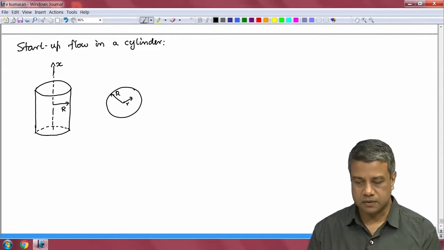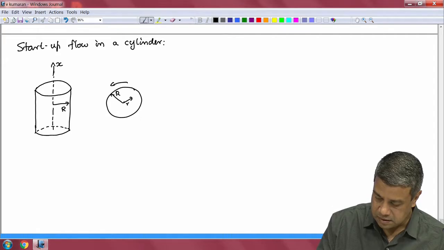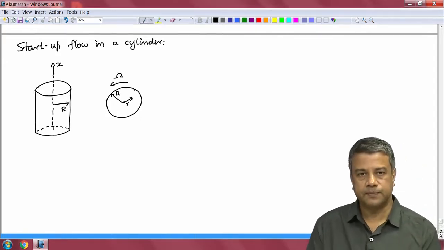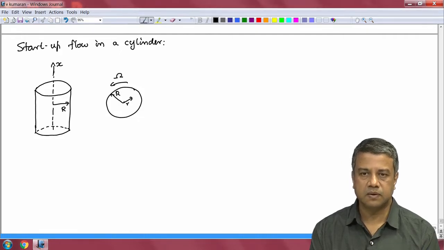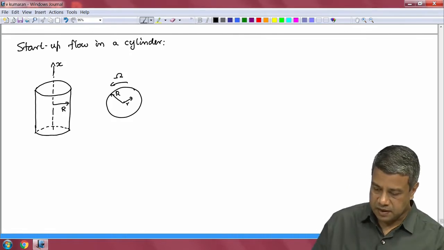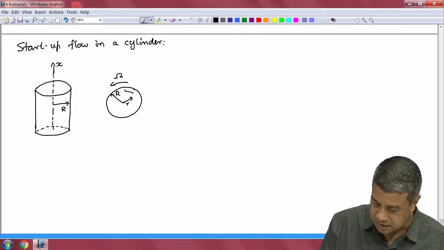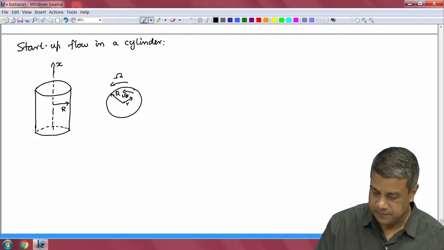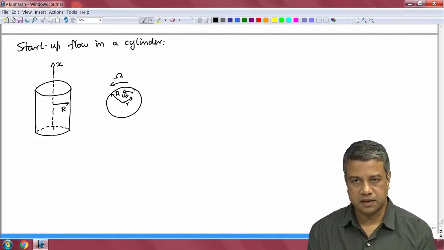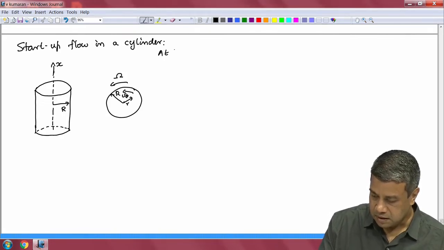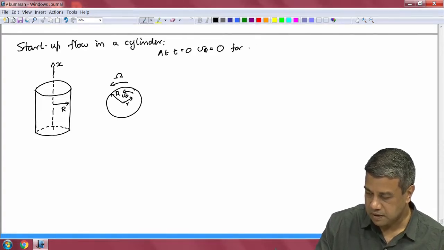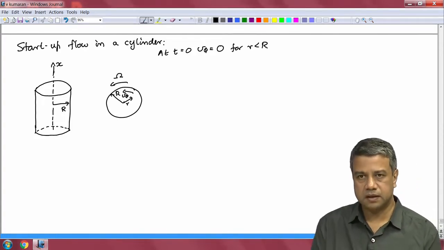At time t equal to 0, I start rotating the cylinder with an angular velocity omega. Of course, in the long time limit, the cylinder and fluid will be executing solid body rotation. So, if I take the velocity in the tangential direction as v phi, what we have is that at t equal to 0, v phi is equal to 0 for r less than R.